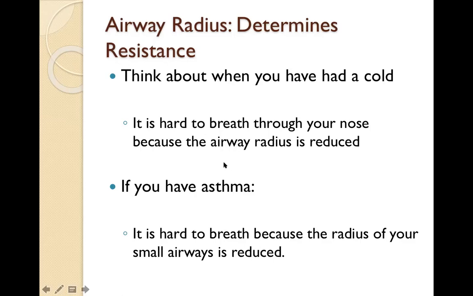If you have asthma, or you know someone with asthma, you know that they have difficulty breathing during an asthma attack. So in asthma, the very small airways, the bronchioles, will constrict, the muscle within them will constrict, and the very small airway radius is reduced. So it's hard to get the air into the lungs. And so people with asthma struggle to get air in because of that reduced radius and the increased resistance to airflow.